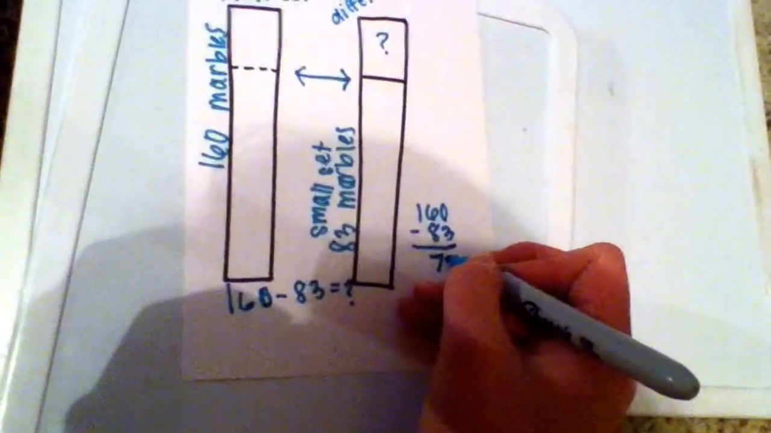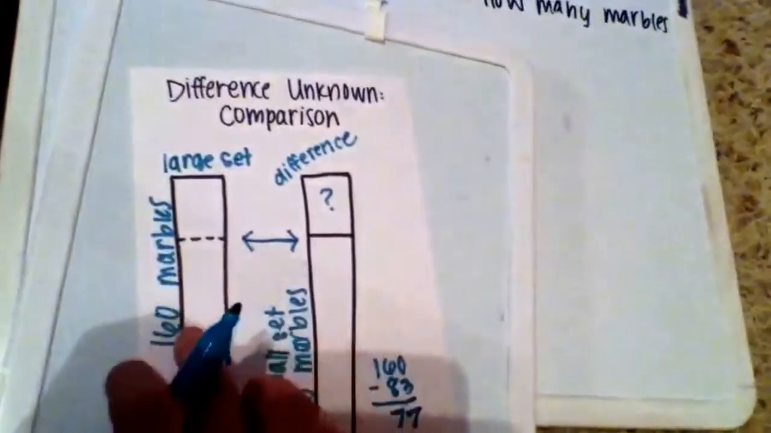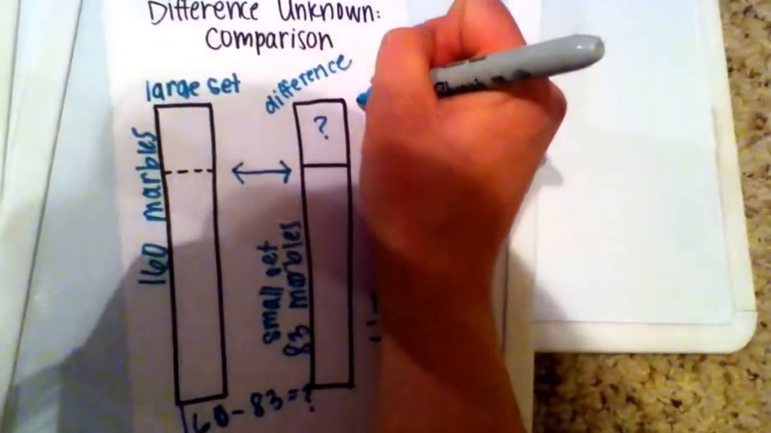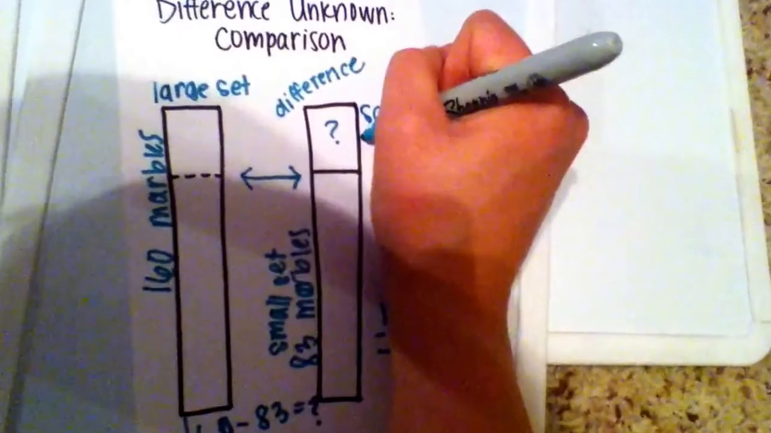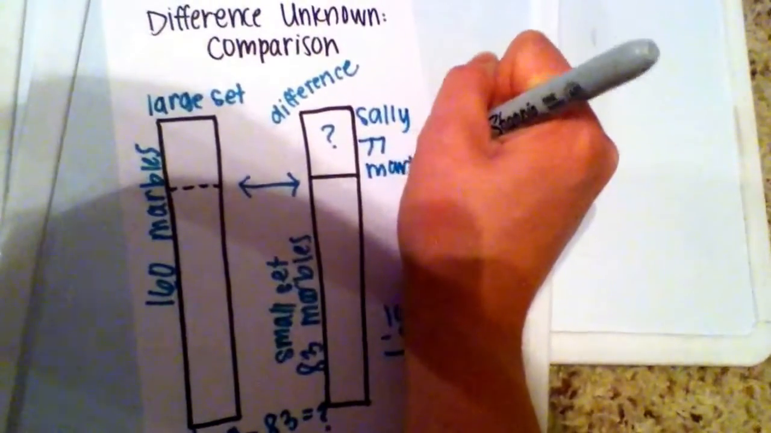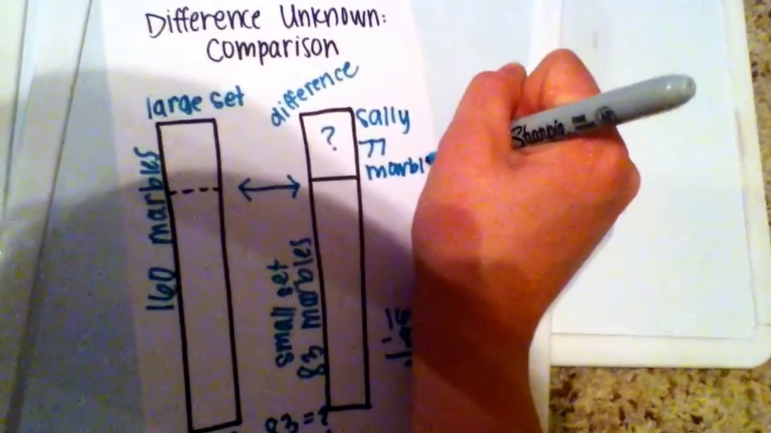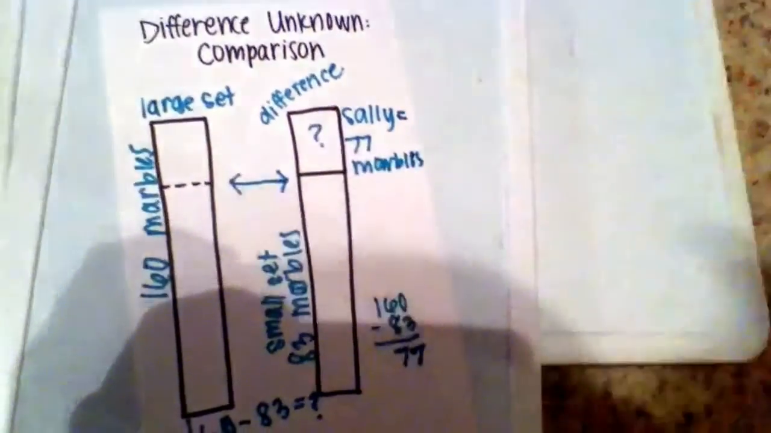So knowing that the total is 77, we know that Sally put in 77 marbles in order to make 160 in all. So the difference is Sally put in 77 marbles. And so that solves our problem. 77 is how many marbles Sally put in.